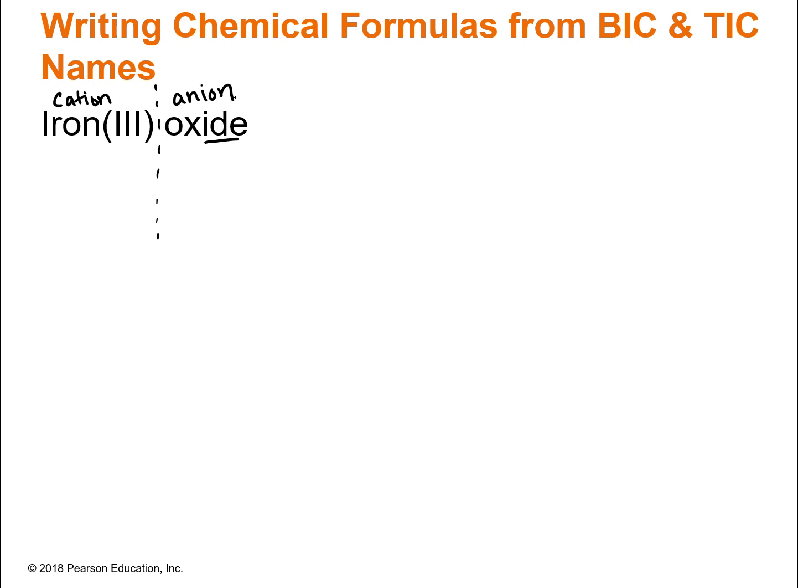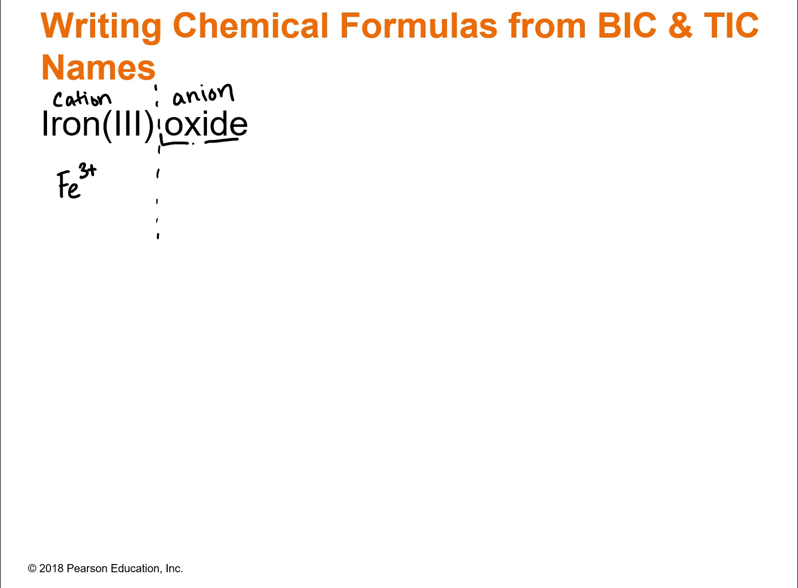The cation is going to be pretty easy. We don't even need to go to the periodic table because it tells us exactly what it is. Iron is Fe, and the charge is in parentheses because it's using the stock system to write this name. So we know its charge is 3+.